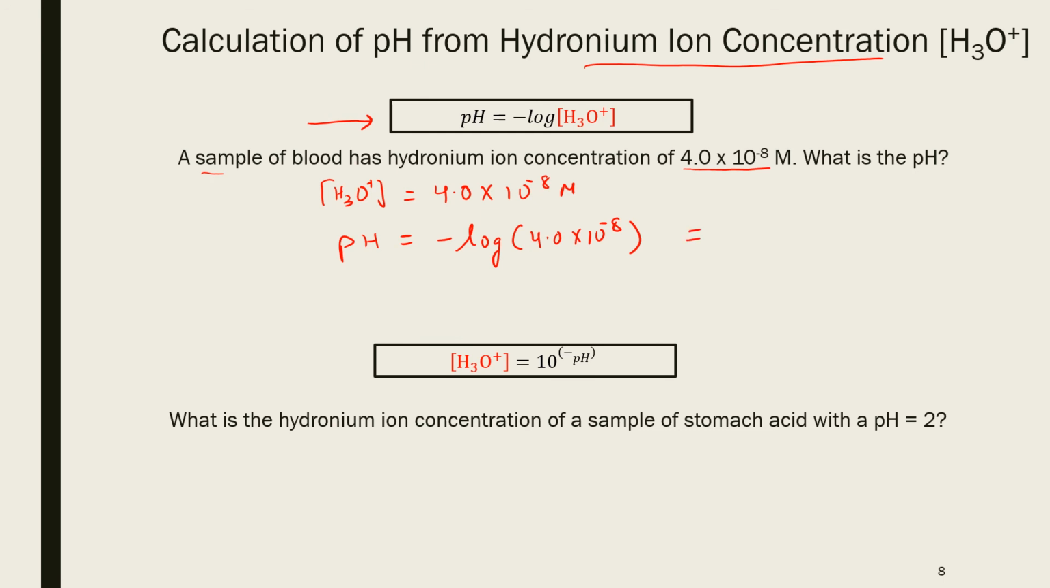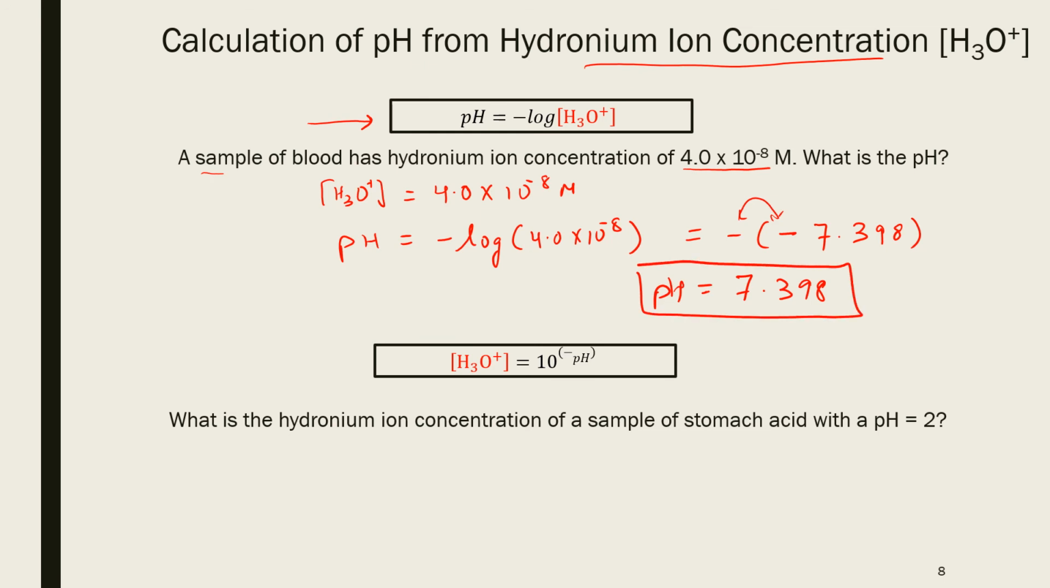And this value, log of 4.0 times 10 to the negative 8, is negative 7.398, and that comes out to be, so this negative times negative will be positive, so that's 7.398. So the pH value is 7.398 and it is within the normal value, so this blood sample is okay, it's normal.